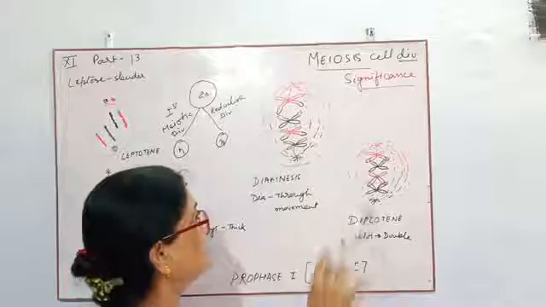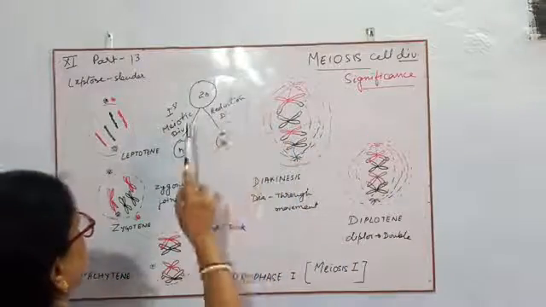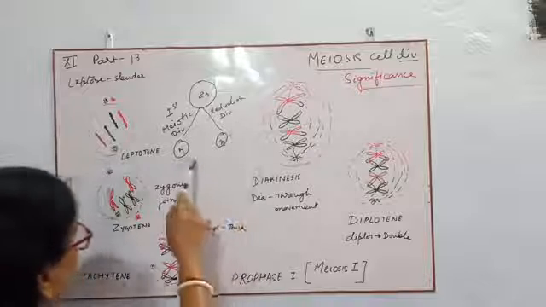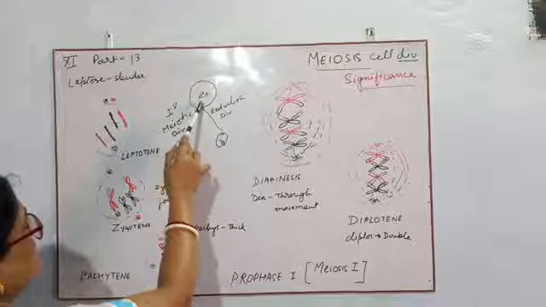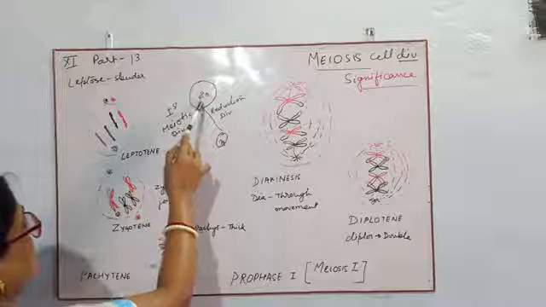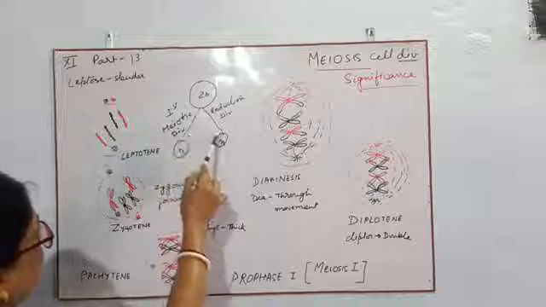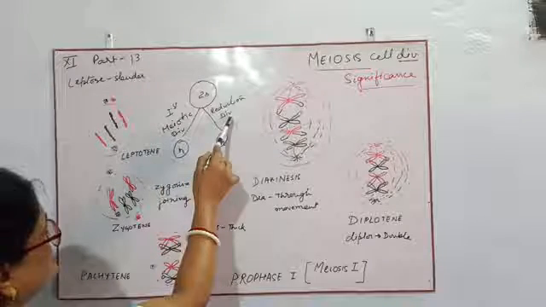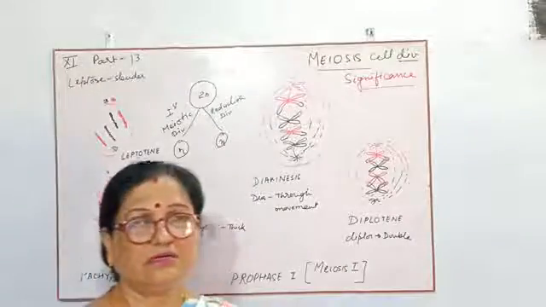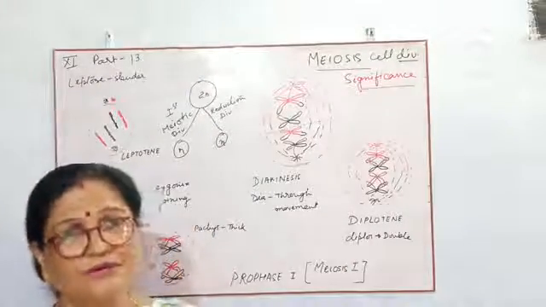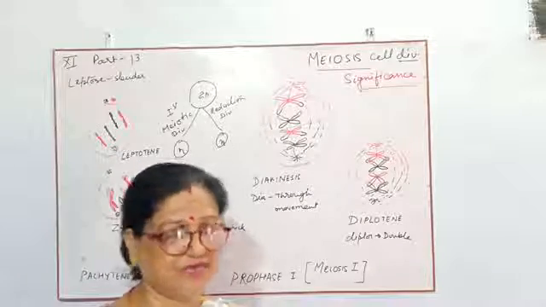Now I am coming to the next cell division, meiosis. In short, suppose this is a diploid cell, that is, it has 2n number of chromosomes. Now when it starts meiosis, the first division is called reduction division. Reduction means the number of chromosomes becomes reduced. So the name of the cell division is given here, reduction division.